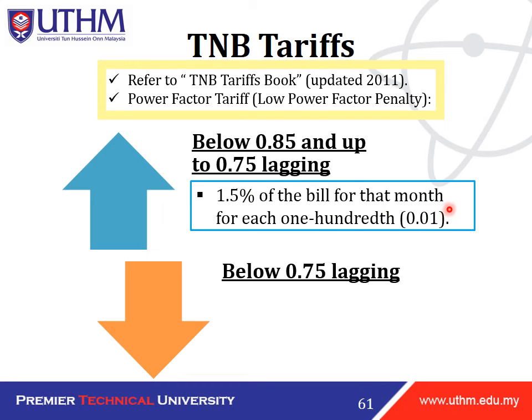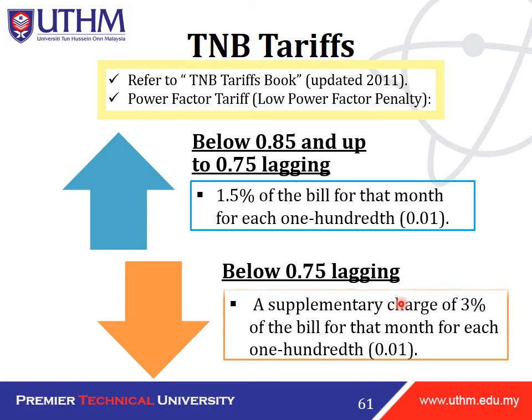So, for below 0.85 and up to 0.75 lagging, 1.5% of the bill for the month for each 0.01 will be charged. Meanwhile, when your power factor is below 0.75 lagging, a supplementary charge of 3% of the bill for that month for each 0.01 will be charged.